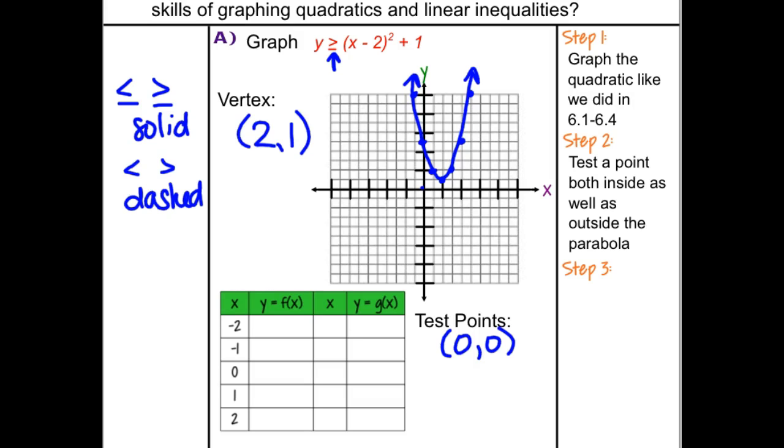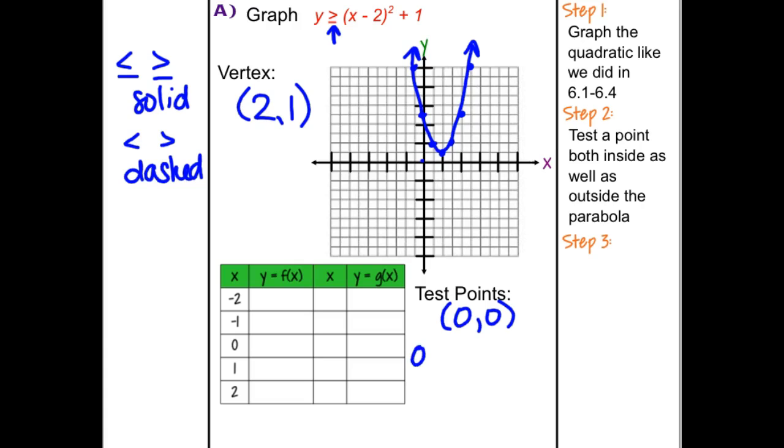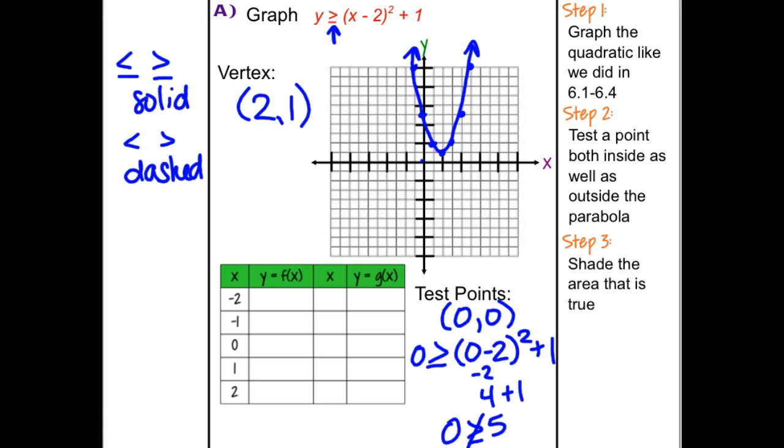If I put in 0, 0, I get 0 should be greater than or equal to 0 minus 2 squared plus 1. 0 minus 2 is negative 2, negative 2 squared is 4, plus 1 is 5. That does not produce a true statement. So then what we do is we shade where it's true. If 0, 0, which is outside the parabola, is not true, then we're going to shade where it is true, so we're going to shade inside the parabola. And that's all there is to it.